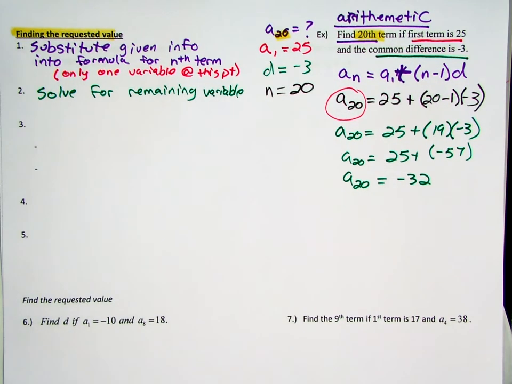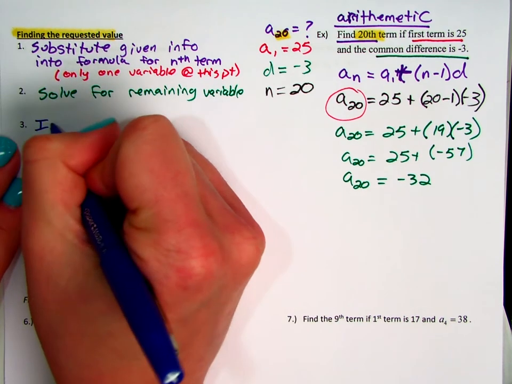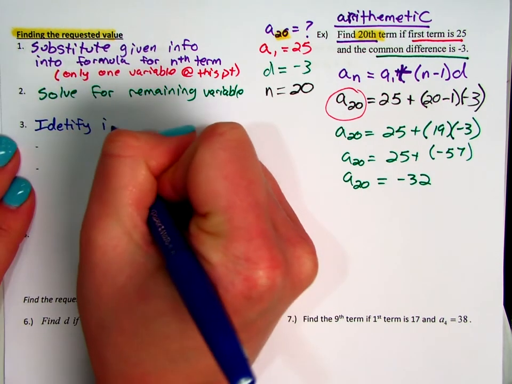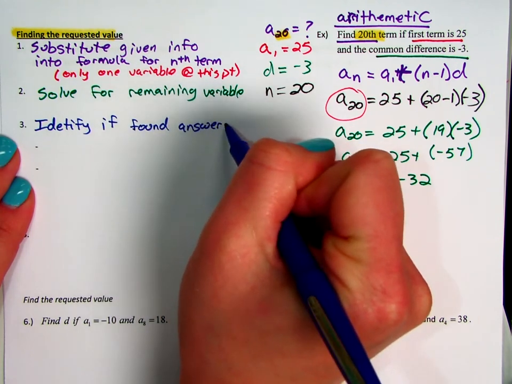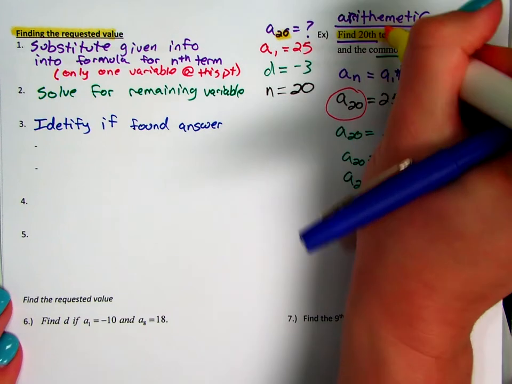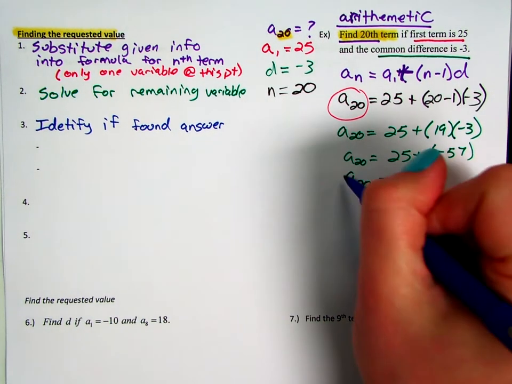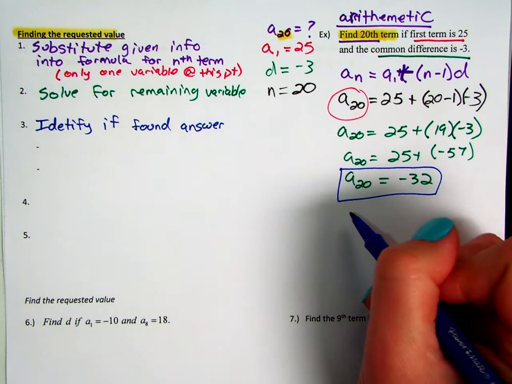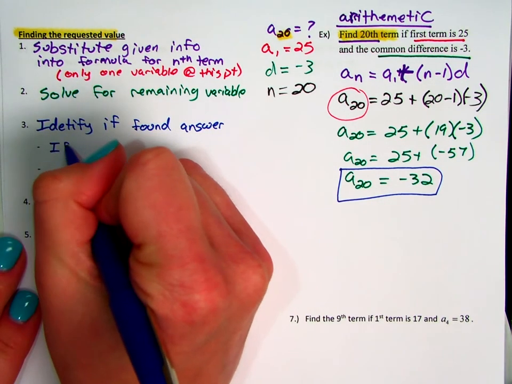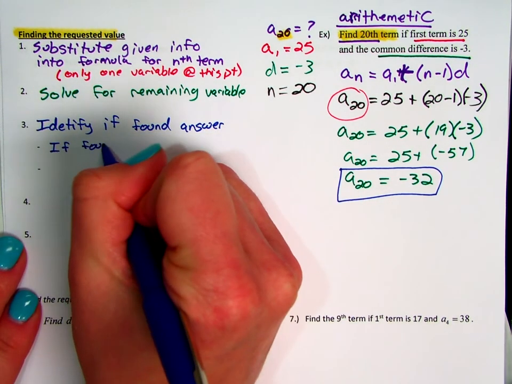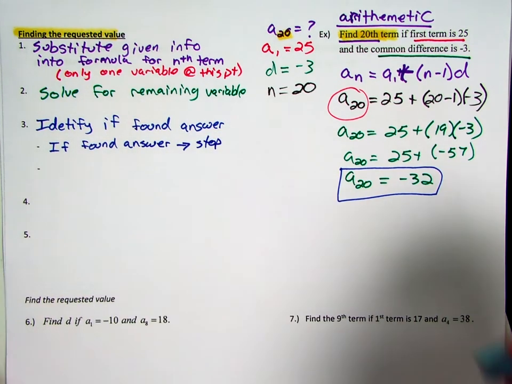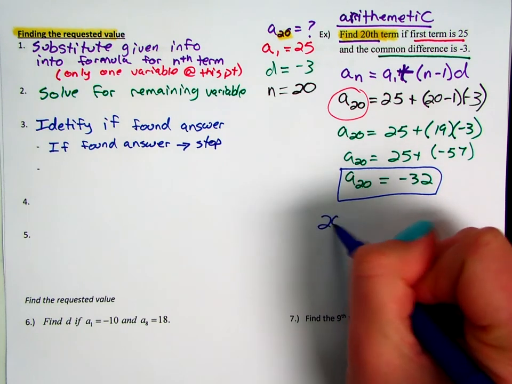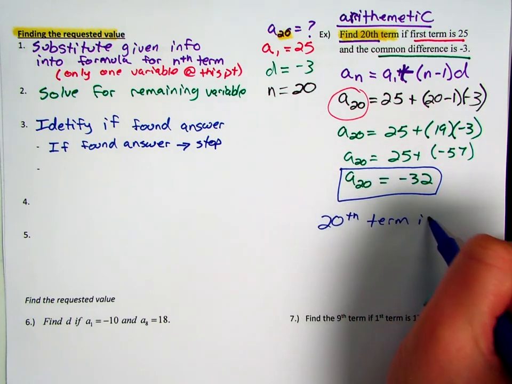Where do we go from here? It really depends on the problem. Step 3 is identify if you found the answer. The question says, find the 20th term. Did we just find the 20th term? Yes, this is the 20th term. So if I found the answer, then I can stop. I can save my sentence: the 20th term is negative 32.